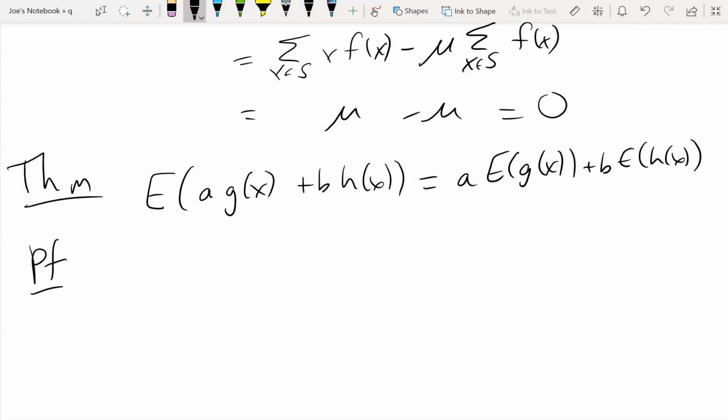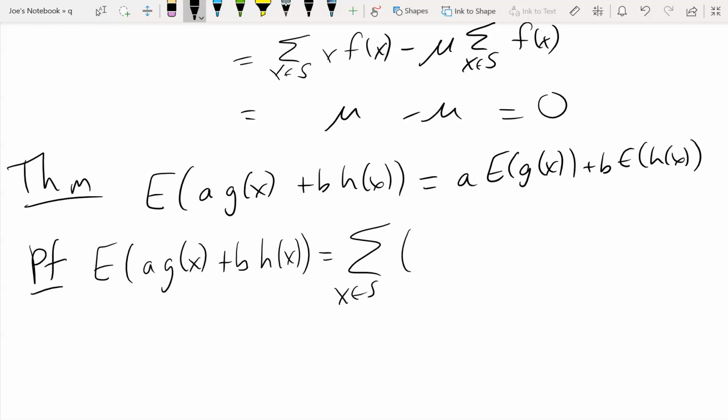There's not a lot to prove here. I just go through the definition and see what happens. Well, the definition says I take that function.